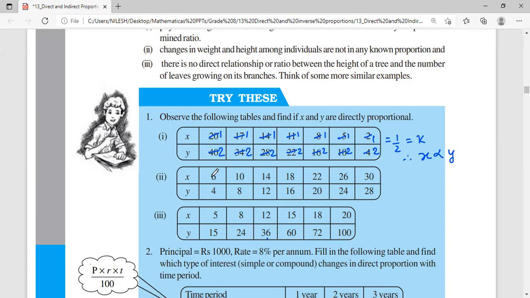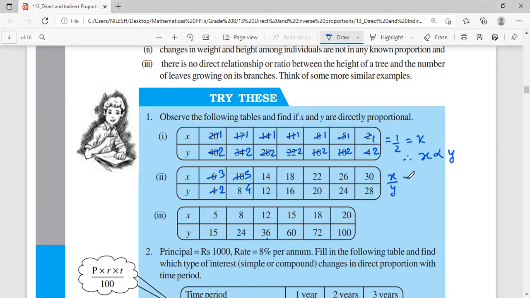Here, 6 upon 4. What is the ratio? 3 upon 2. Correct. What about 10 upon 8? 5 upon 4. Are they equal? No, sir. Do I have to check further? Because here only they are not equal. No. What will I write?